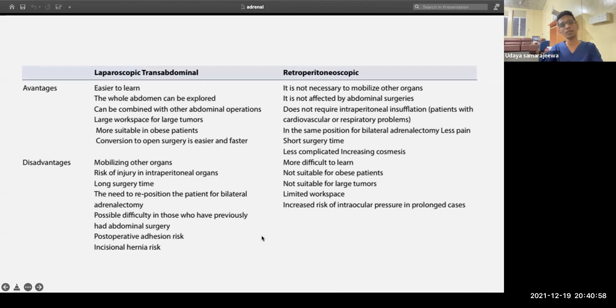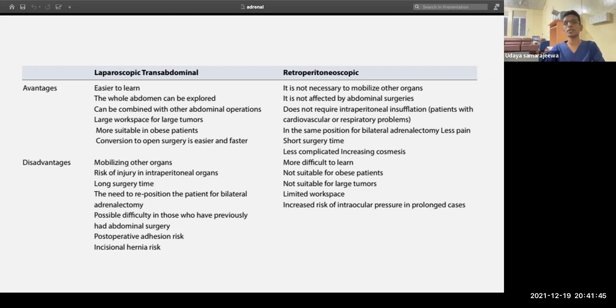So if you look into the advantages and disadvantages of the laparoscopic transabdominal and retroperitoneal techniques, the advantages of the transabdominal technique are that it is really easy to learn. The whole abdomen can be explored and it can be combined with other abdominal operations. There is a larger working space and you can even do surgery for larger tumors. And it's really suitable for obese patients, because that is one of the difficulties we face when we try to do retroperitoneal surgery in obese patients. And conversion is much faster. If you run into a problem, conversion is much easier in the laparoscopic transabdominal technique.